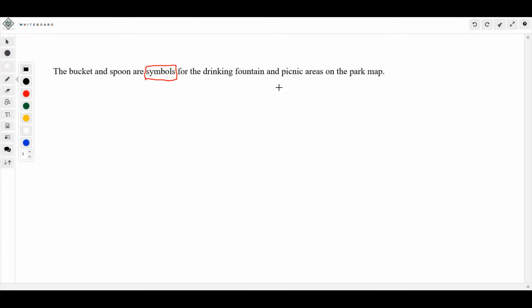All right. So let's go over here to, this is our word. The only word that we're going to have today is the word symbols. The bucket and spoon are symbols for the drinking fountain and picnic areas on the park map. A symbol is something that stands for something else.